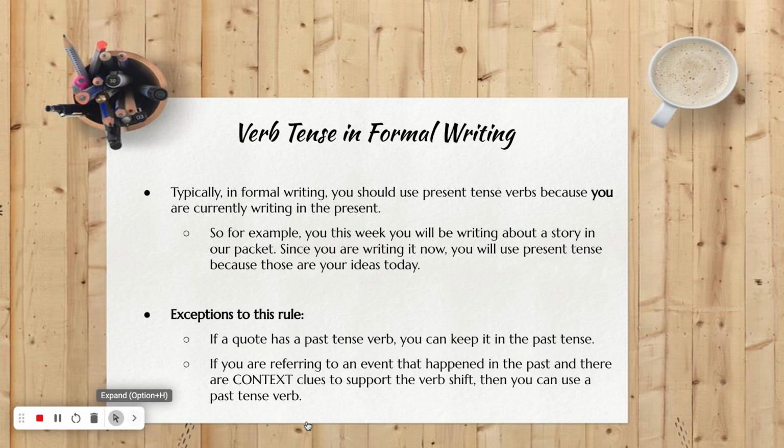Okay, there are two exceptions to the rule, and I do want you to write this whole thing down. If a quote has a past tense verb already in it, you can keep it in the past tense. If you are referring to an event that happened in the past and there are context clues to support the verb shift, then you can use a past tense verb. And I'm going to give you an example in a second. But take a minute to write this down.